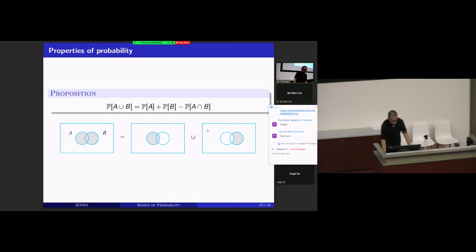So then, what is the area of this guy? It's just the probability of A, right? What is this guy? It's the probability of B minus the common part, so minus the probability of A intersect B. So that's the second term and the third term, right? So from this, you can clearly see that that's the way to find out the probability of A union B.